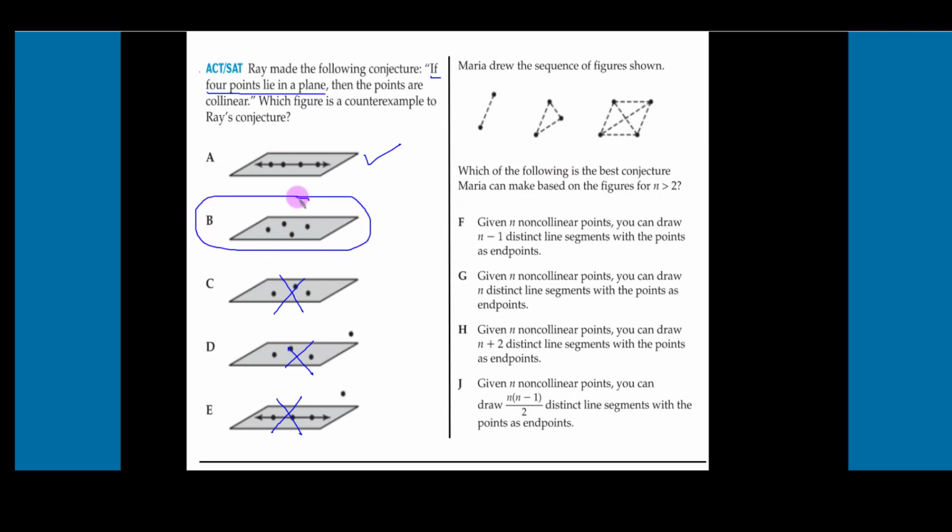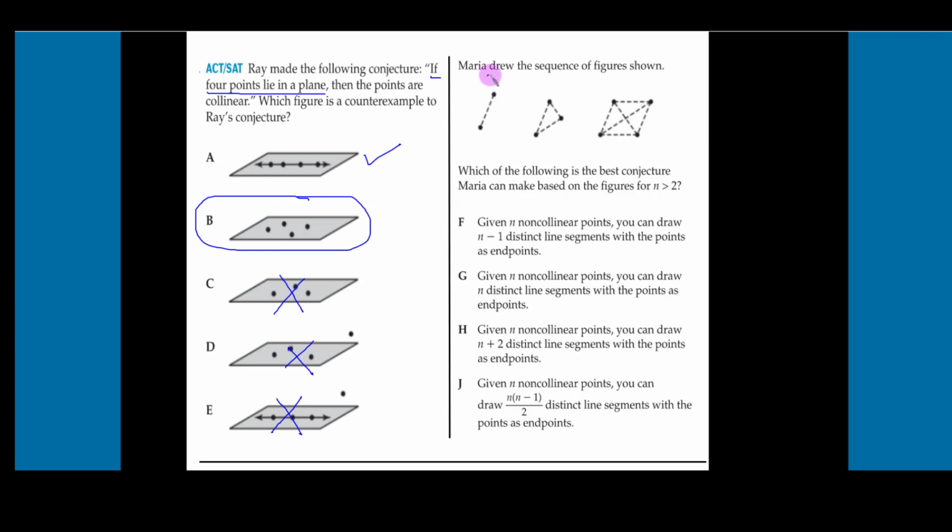Okay, so there we go. The next one says Maria drew the sequence in figures shown. So here we have these figures, and which of the following is the best conjecture Maria can make based on the figures for n greater than 2? Well, the multiple choices give us a little more information because all of them start with n is the non-collinear points.